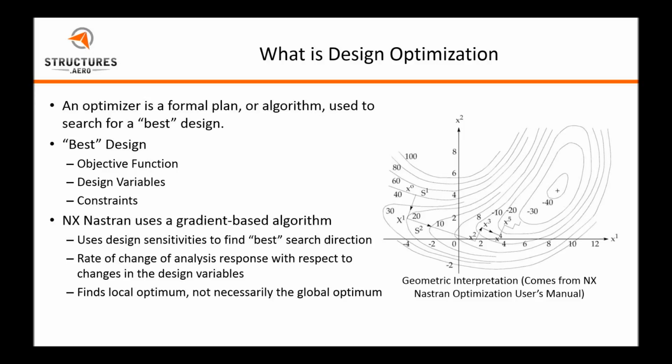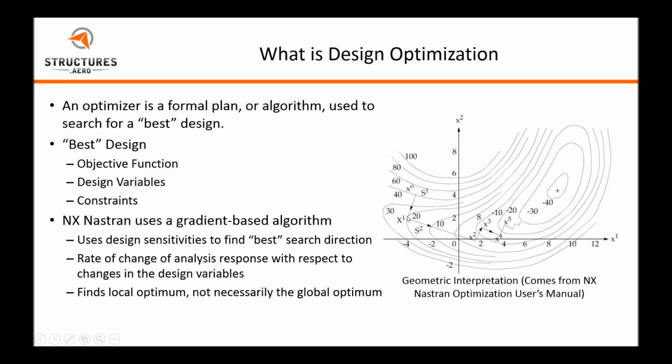NX Nastran uses a gradient-based algorithm, and a gradient-based algorithm essentially uses design sensitivities to find the best search direction within your design space. Design sensitivity is essentially the rate of change of an analysis response with respect to changes in the design variables. This little cartoon image on the right is actually from the NX Nastran Optimization User's Manual. Our objective function is this contour plot in 2D, and the axes X1 and X2 are our design variables. So we have two design variables in this case.